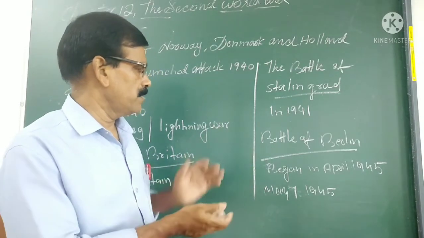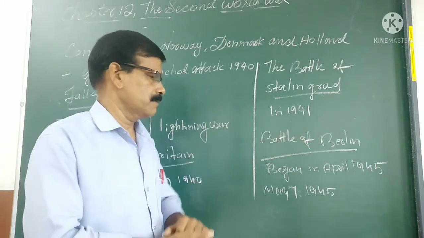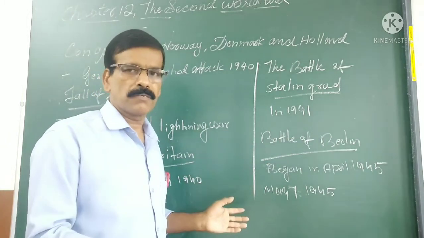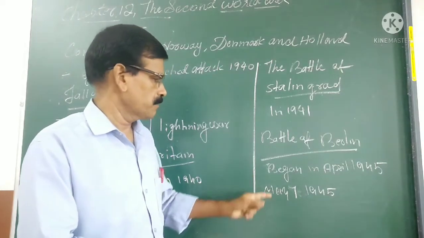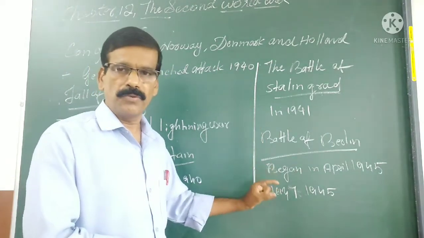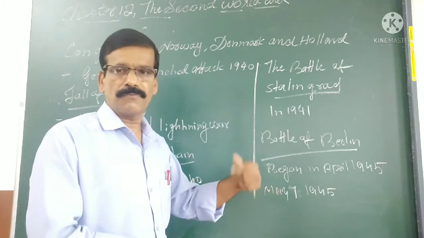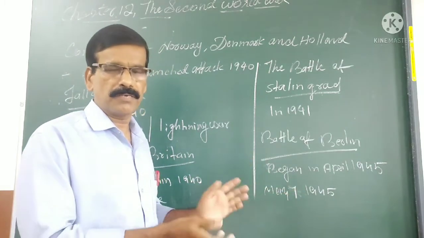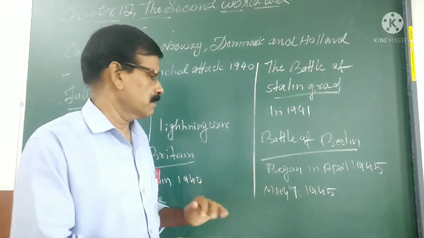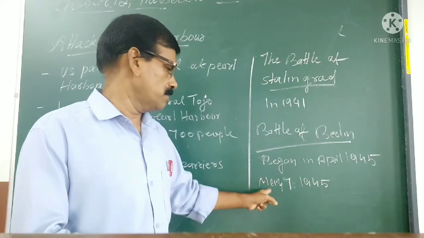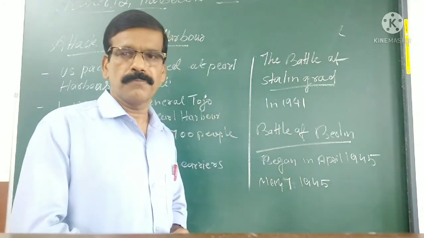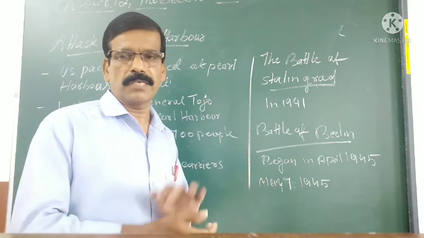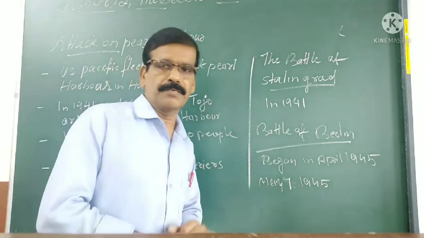The last battle is known as the Battle of Berlin. Germany was surrounded on three sides, with Britain and USA on one side and Russia on the eastern side. So Germany was completely surrounded by the other countries. On 7th May 1945, the German force surrendered. With that, the Second World War came to an end in Europe.